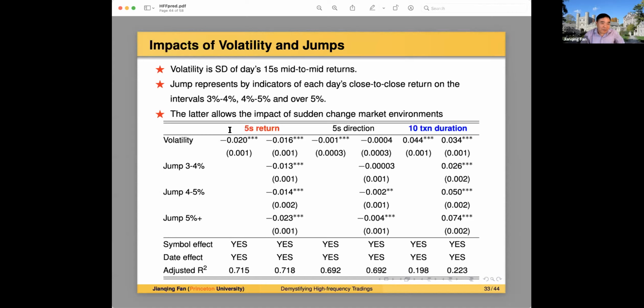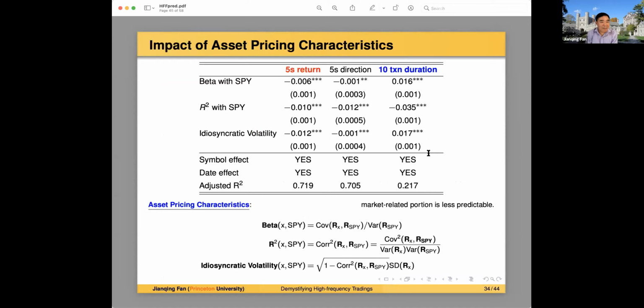So the more volatile stock is harder to predict. And this persists even if you adjust for different kinds of jumps from yesterday to today. And that also applies to prediction of directions, or prediction of transactions and so on. So this is okay.